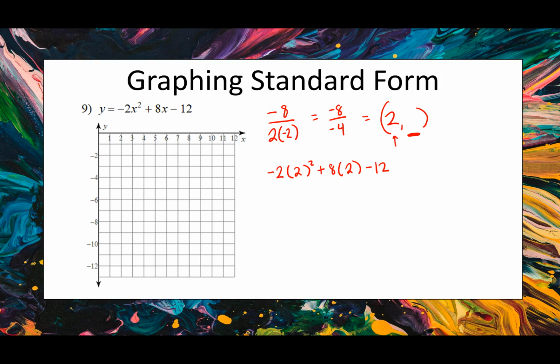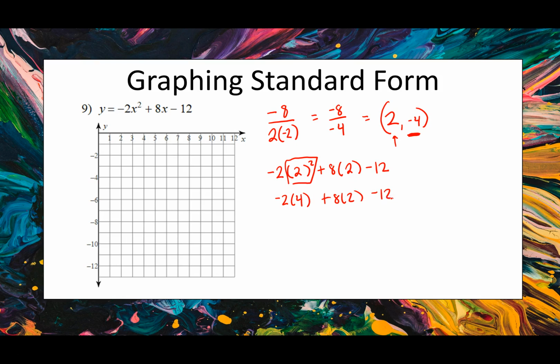So here I plug in and I get negative 4. And let's just confirm that by doing that out. Let's say you don't have your graphing calculator with you. So let's confirm it's a negative 4. Okay, well first we do 2 squared, which is 4. That gives me negative 2 times 4 plus 8 times 2 minus 12.